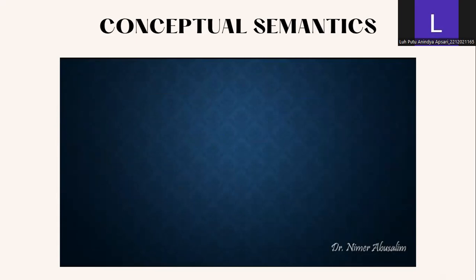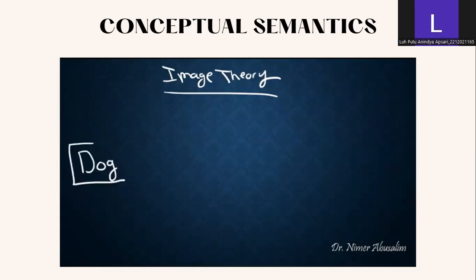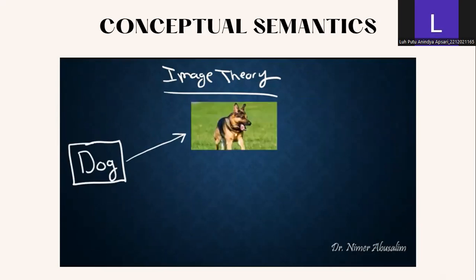Let's begin with the first one, the image theory. Now the image theory is quite simple in its tenets. Basically what the image theory suggests is that when a linguistic expression is uttered, say the word dog, the concept we think of is an actual image. Say this image for instance. And of course you know the rest. It is this image that helps us determine which object in the world is an instance of dog.